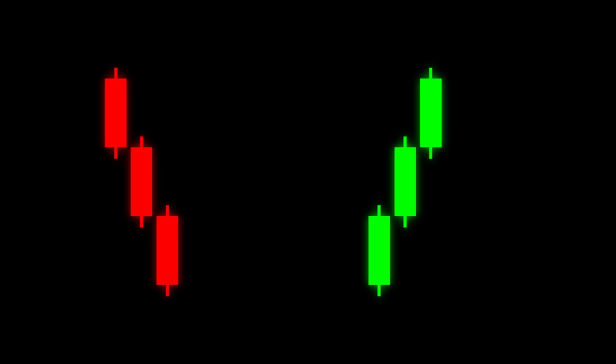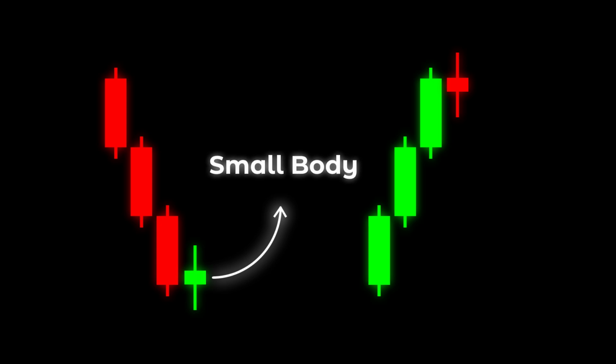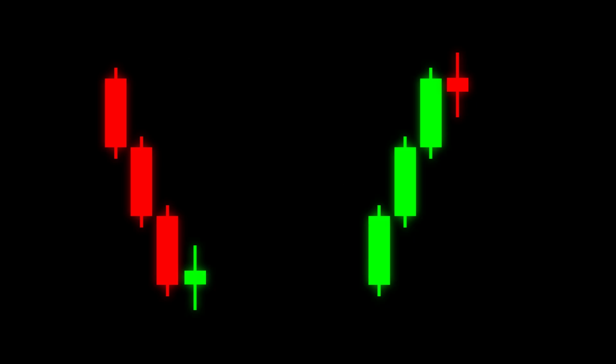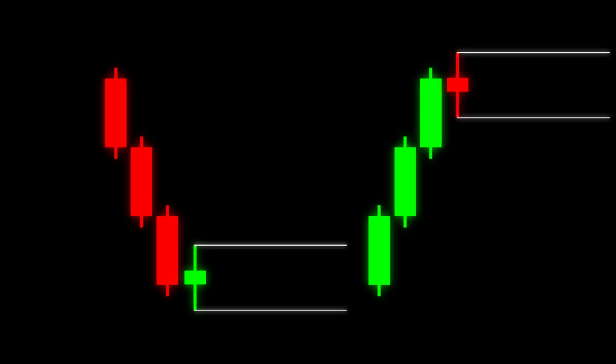Now comes the most important part of the strategy. We need a final candle that appears immediately after the 3 strong candles. This candle should have a small body, sometimes a long wick, and ideally be the opposite color of the previous 3 candles. This candle represents market indecision. After a strong, impulsive move, this is the moment where doubt enters the market. Many traders hesitate here, and this hesitation is exactly where our edge begins. We now mark the high and the low of this indecision candle and extend these levels to the right, preparing ourselves for the trade.